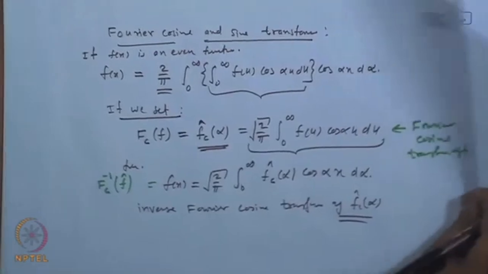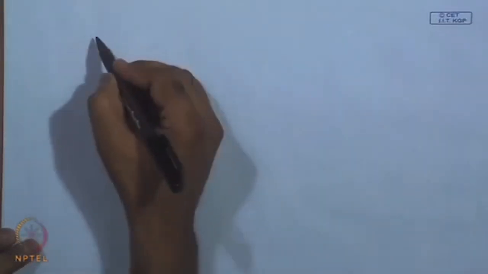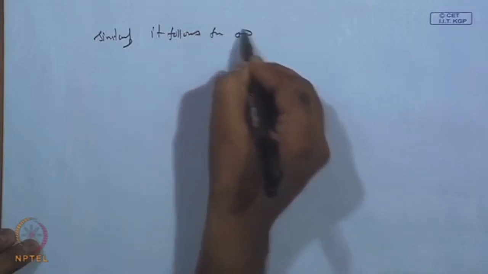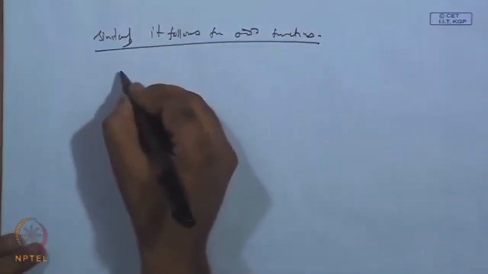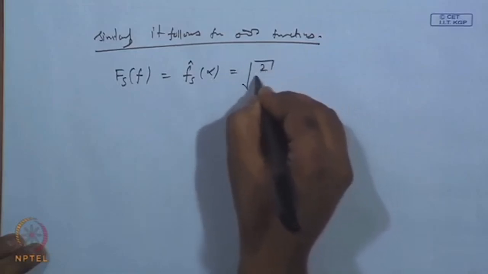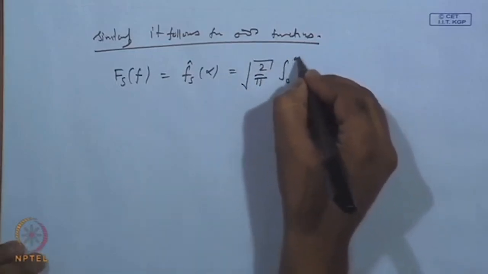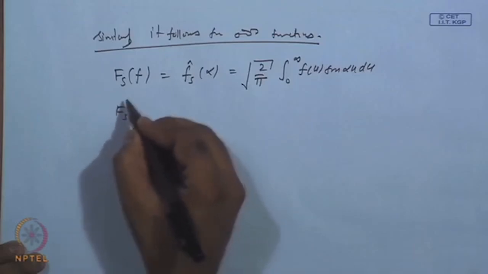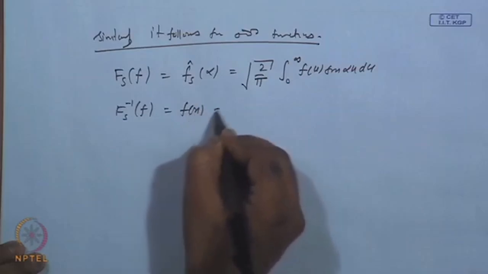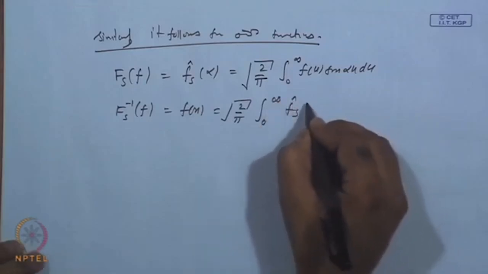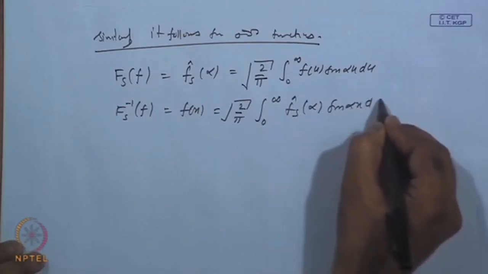Okay, so now the same for the sine representation. Similarly, it follows for odd functions. For odd functions, the Fourier sine transform f_s hat of alpha is given by square root 2 over pi times the integral from 0 to infinity of f(u) sine alpha u du, and similarly the inverse Fourier sine transform gives f(x) as square root 2 over pi times the integral from 0 to infinity of f_s hat(alpha) sine alpha x d alpha.